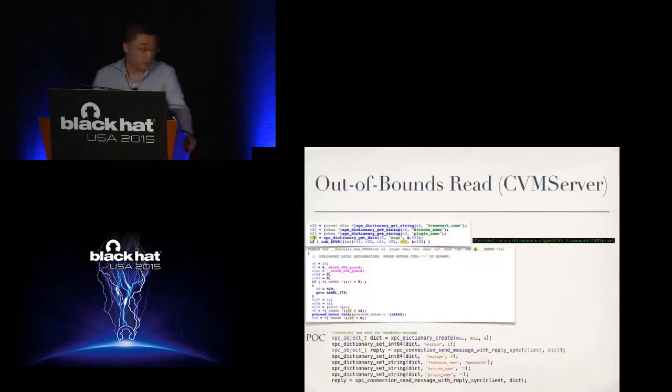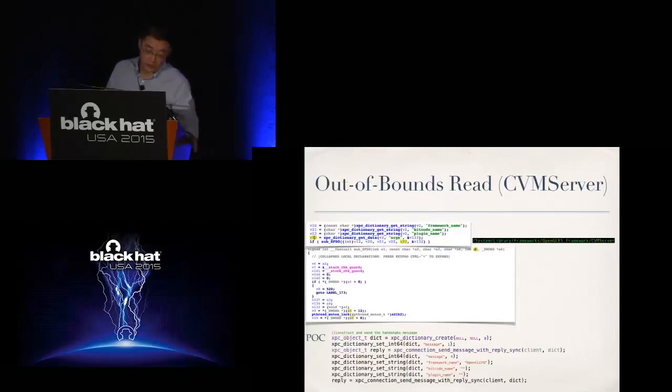Let's move to the out-of-bound memory read. I'll show you a typical example; actually, we find a lot of similar problems. This is the CVMServer program, a component of OpenGL ES.